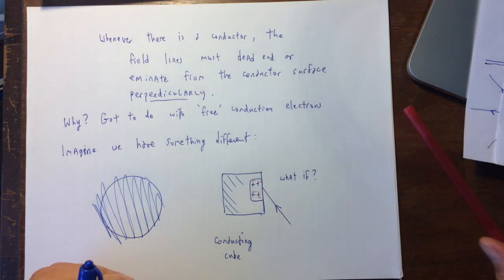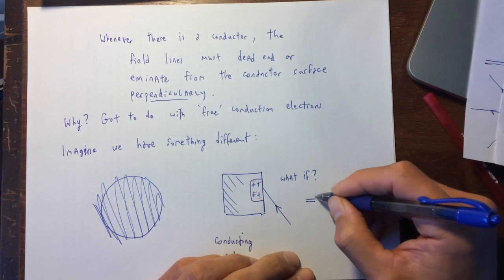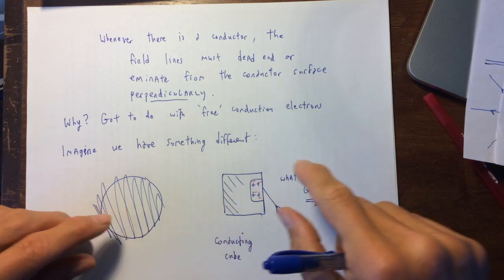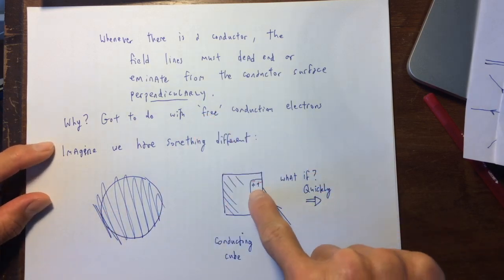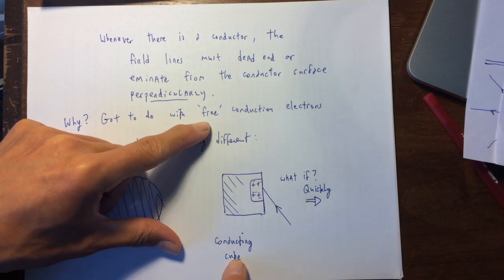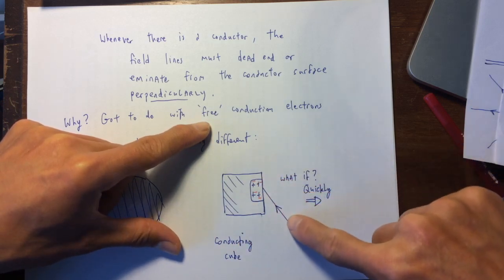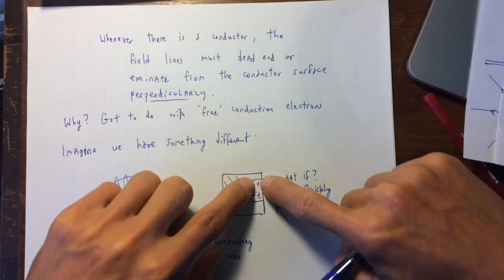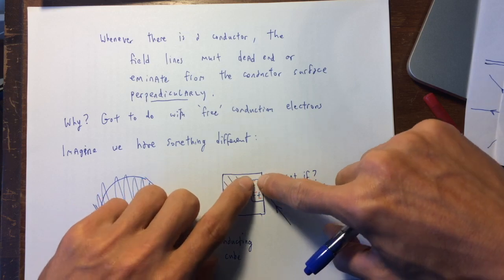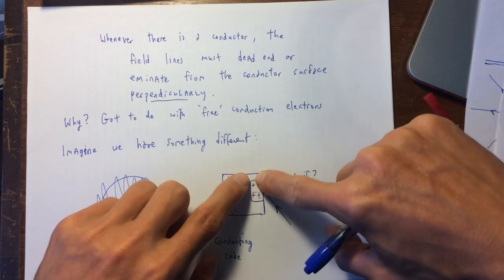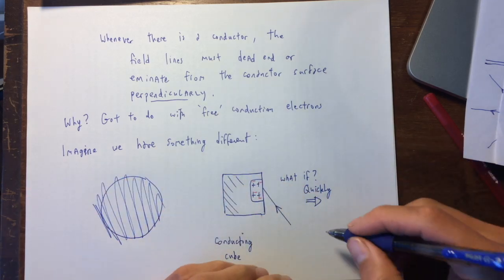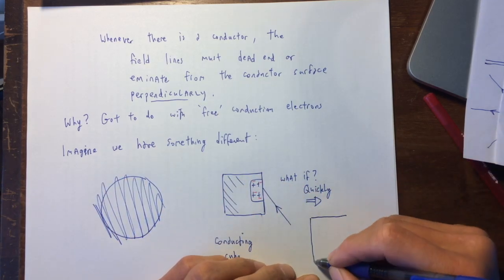And so what happens very quickly is these little red charges, these little red free conduction electrons in this conducting cube, they can respond to this field line. And what they do is they accelerate, or they feel a force in the direction of that field line. So in this case, let's imagine it's an acceleration in this way. So they actually move in that direction. And so let's imagine what that does.